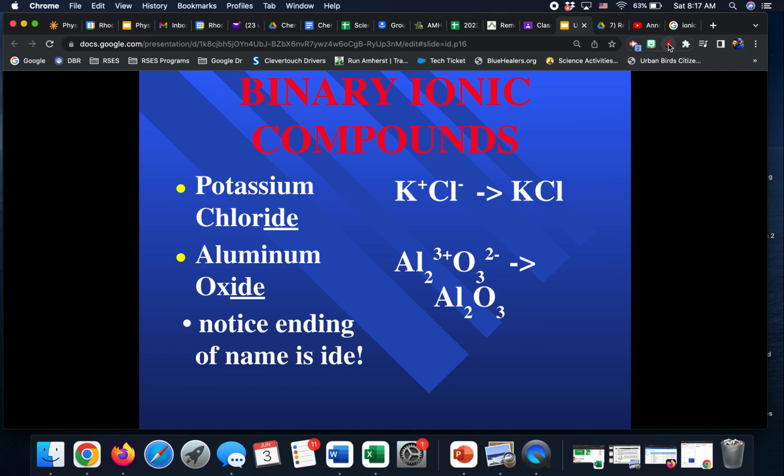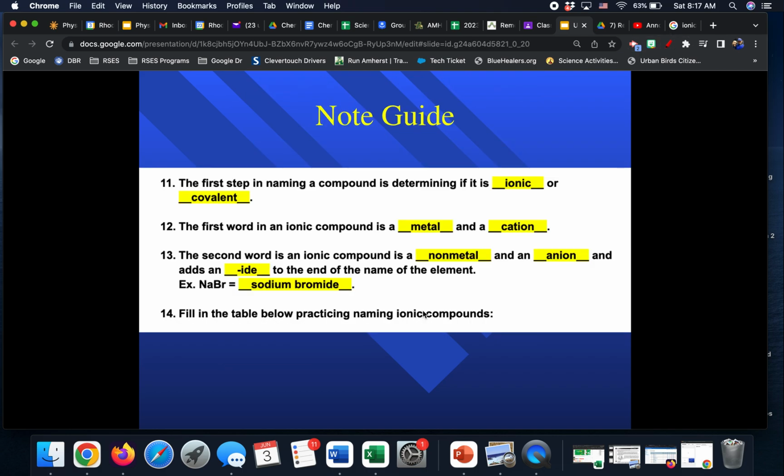Here's a few more. Potassium, chlorine. Potassium is in group 1. So we name it how we have been. Just name the first word. The second word, chlorine, becomes chloride. Aluminum oxide. And actually, this is a little different. We'll talk about that one another day, but it's the same principle here. So go ahead and press pause while you fill this out in your notes.